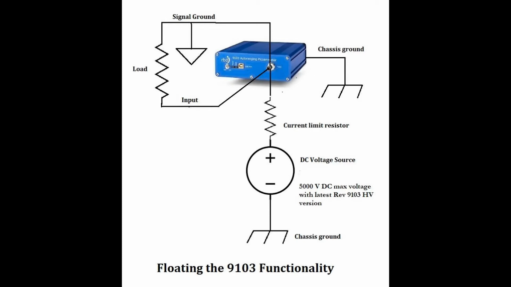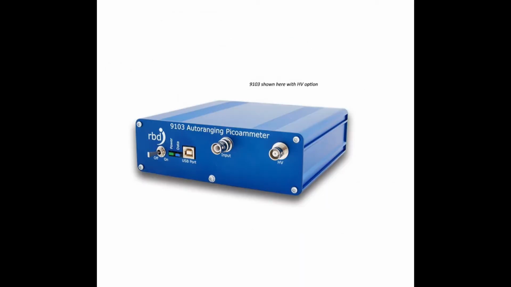Since BNC connectors are only rated for a maximum voltage of 600 volts DC, we use 5 kV SHV and MHV connectors for the 9103 HV version. The floating voltage is an MHV connector, and the signal input is a SHV connector. We can also configure both connections as SHV.